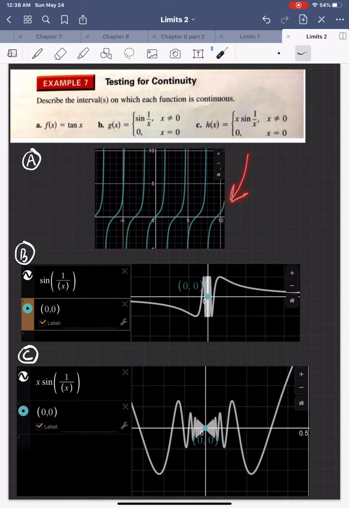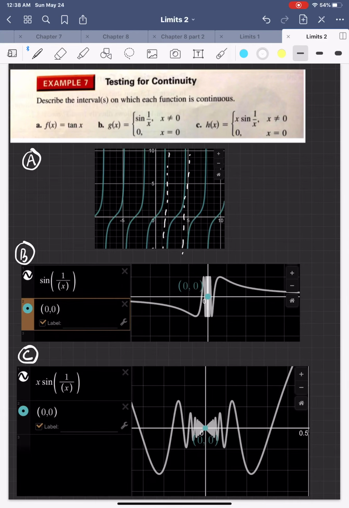And you should be noticing that there are a lot of vertical asymptotes. Right? So clearly there are a lot of points of discontinuity. But let me rephrase that. Let's just start with tan of x, say from 0 to 2 pi.